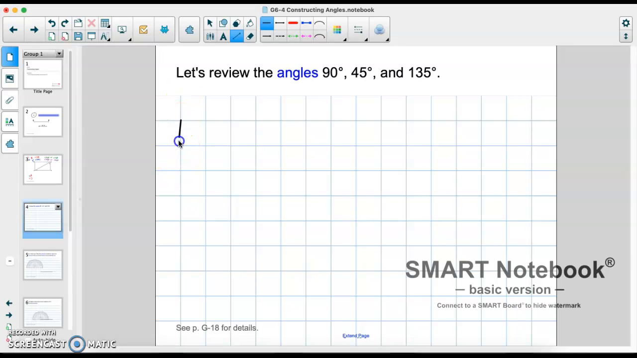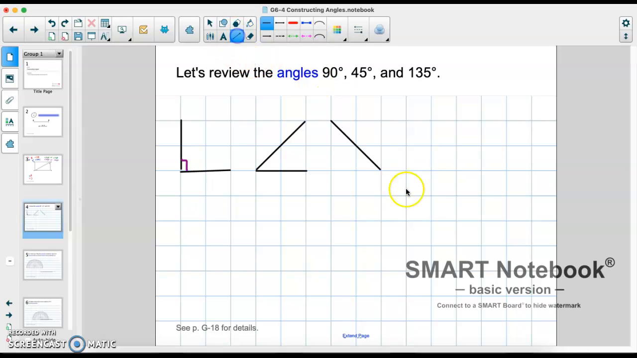So if I have an angle here, this is going to be my 90-degree angle, and then I can have my little symbol. That's my 90. I'll just undo that one. I could have my 45. Okay, that's my 45-degree angle. And I could have my 135, which I remember goes back the other way.